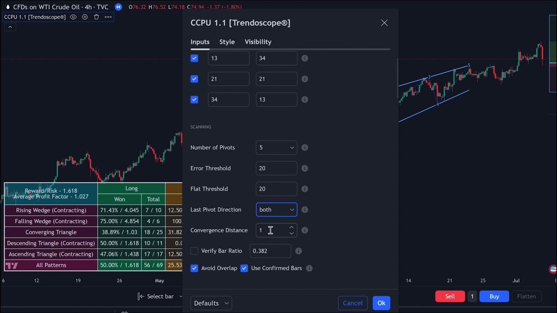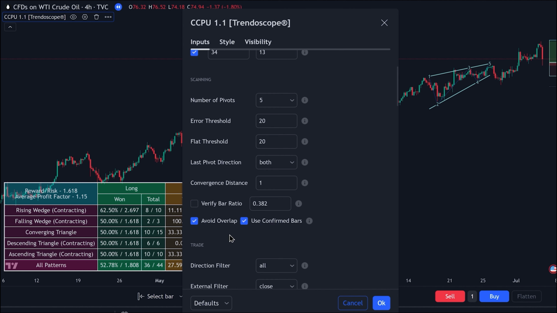Increasing the convergence distance will show patterns that converge over a longer distance. The Verify bar ratio helps verify if the pivots are proportionately placed. Enabling Avoid Overlap will prevent patterns from overlapping, ensuring each pattern is distinct. Enabling Use Confirmed bars ensures that scanning only happens based on confirmed bars, making the pattern identification more reliable.